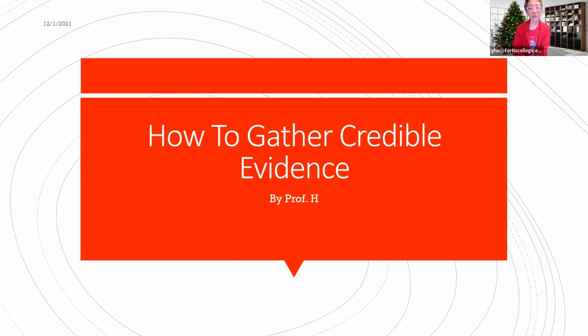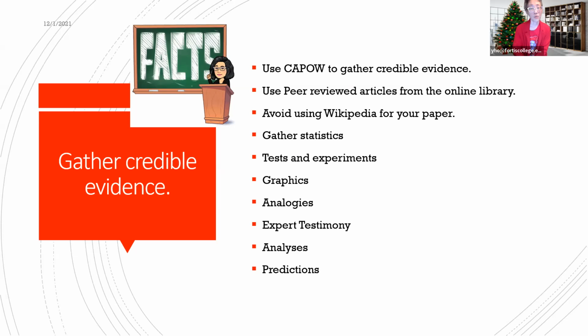So how do we gather credible evidence? In the week 10 worksheet, I'm going to go over how to use KAPOW in order to gather credible evidence. So let's say I put into the Google search engine, gun control, right? Then you're going to get thousands of hits. Some of the websites are good and some of the websites are not good. How do I know which websites are good to use for my paper and which websites are not good to use for my paper? And so then we use KAPOW.